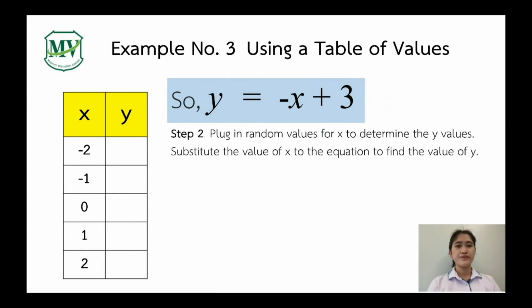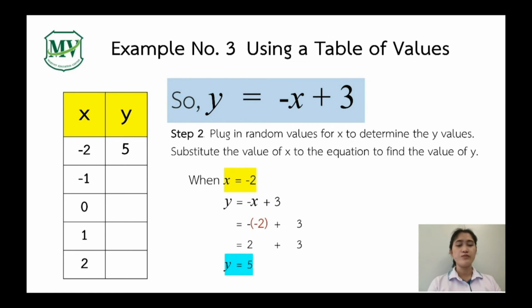Step number 2. Create a table of values and substitute the value of x to the equation to find the value of y. When x equals negative 2, y equals negative times negative 2 plus 3 equals positive 5. Write in your table of values. Next, when x equals negative 1, negative times negative 1 equals positive 1. Positive 1 plus 3 equals 4.